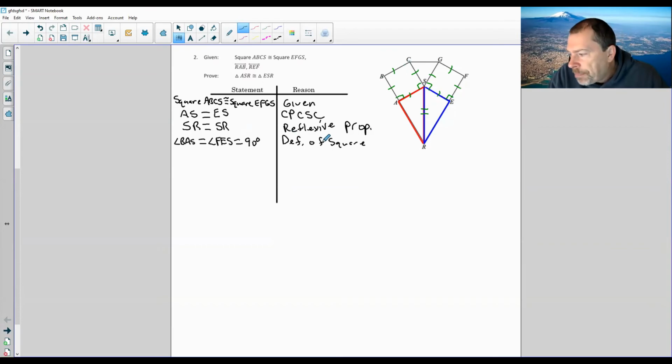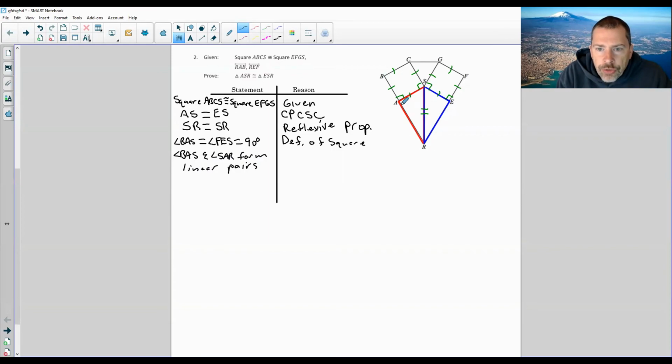So once I say that, I can now say angle BAS and angle SAR form linear pairs. In other words, BAR is a straight line. BAS plus SAR add up to 180 degrees. So this is definition of linear pair.